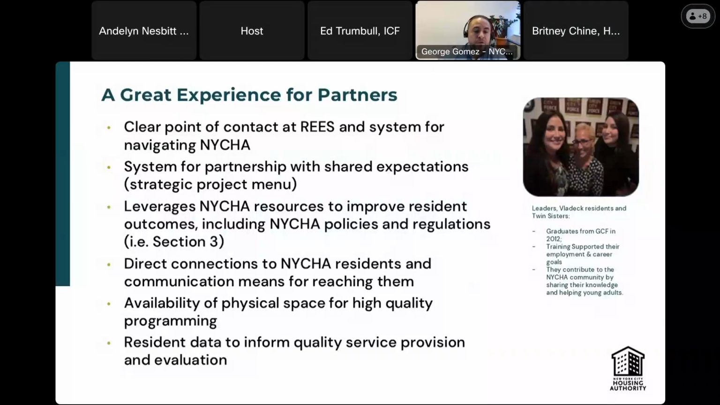So this slide, a great experience for partners. This slide and the next really highlight, as we wrap up, the great experience and the power of partnerships. As it relates to partners, what that means is access and availability to a clear point of contact at Reese. It provides a system for navigating NYCHA and directly connecting NYCHA residents to partners. And it also provides a space for high quality programming and resident data, which ultimately will inform service provision and evaluation. Next slide.